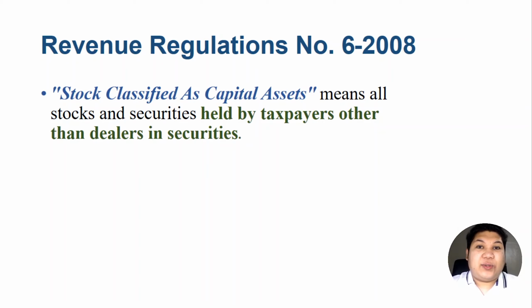So there are two types of people why they are holding or why they are investing into stocks. They could be dealers whose purpose is to buy and sell stocks. Their usual business is the buying and selling of stocks for a price, for a gain. So we are not discussing about dealers in securities.